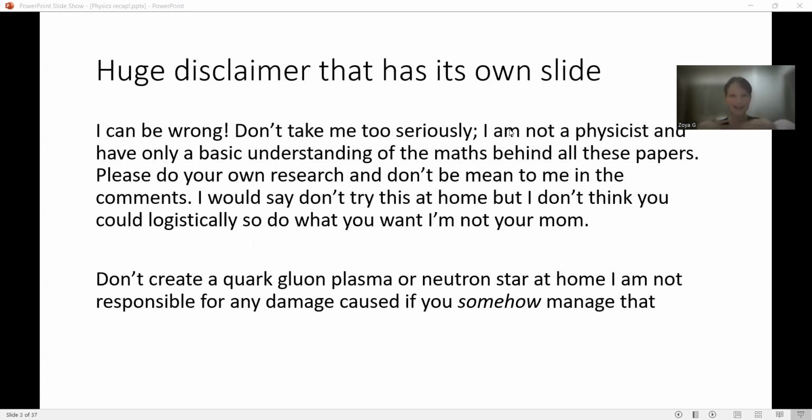Huge disclaimer, I can be wrong. Don't take me too seriously. I'm not a physicist and only have a basic understanding of the maths behind all these papers. So please do your own research and don't be mean to me in the comments, but feel free to correct me if I'm getting something wrong or if you have a better understanding of some of this.